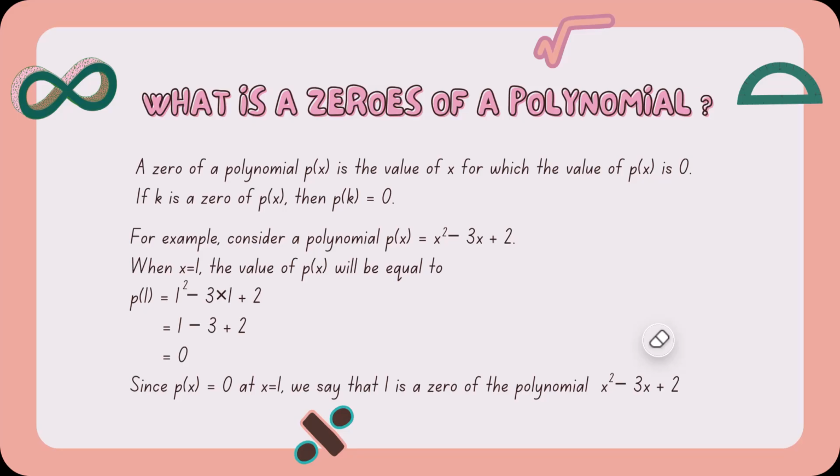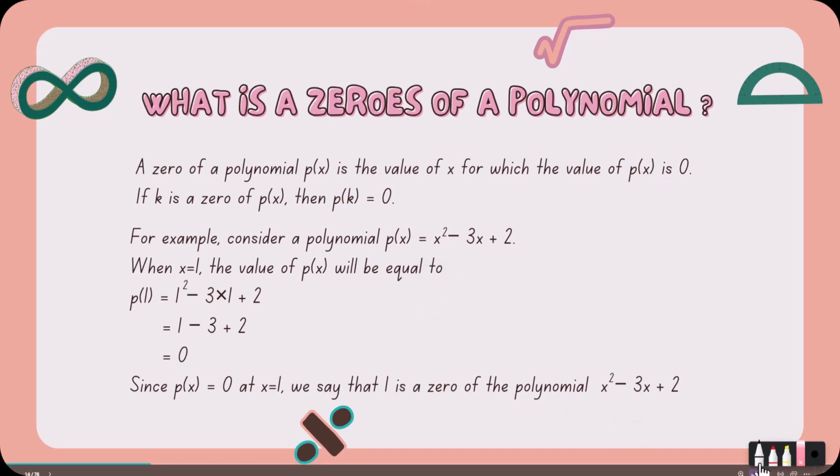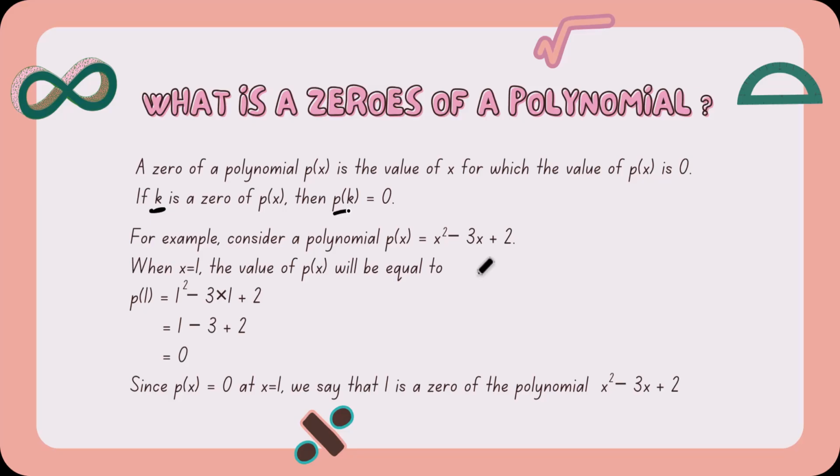If k is a zero of polynomial p of x, then what can we understand? We can easily say, if k is the zero, then p of k is equal to 0, right? You put k, it will become 0.